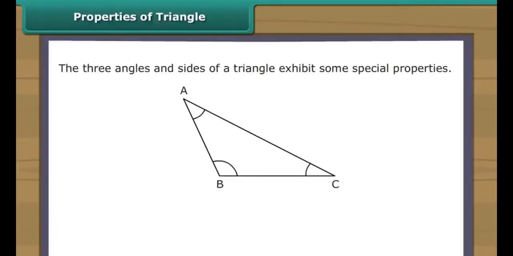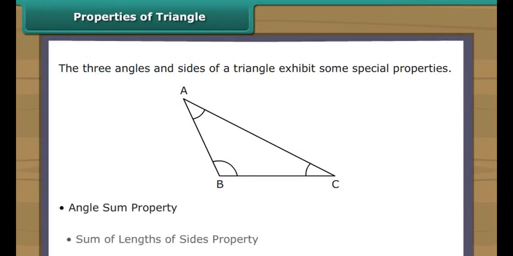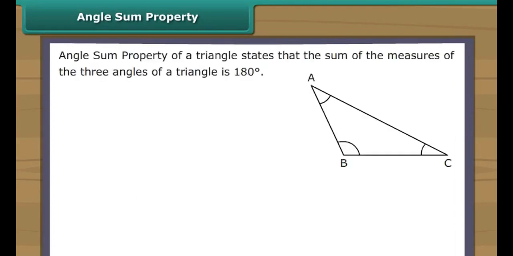Properties of triangle. The three angles and sides of a triangle exhibit some special properties. Angle sum property. Sum of lengths of sides property. Let us now learn about them one by one. Angle sum property. Angle sum property of a triangle states that the sum of the measures of the three angles of a triangle is 180 degrees.